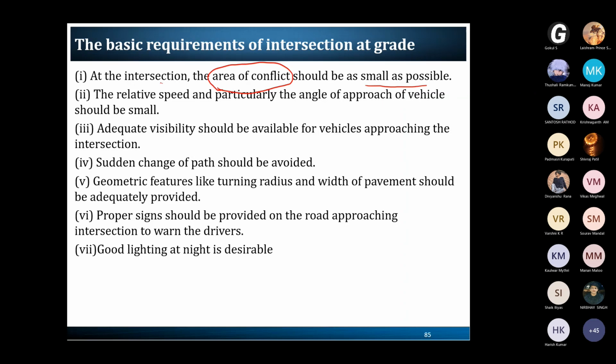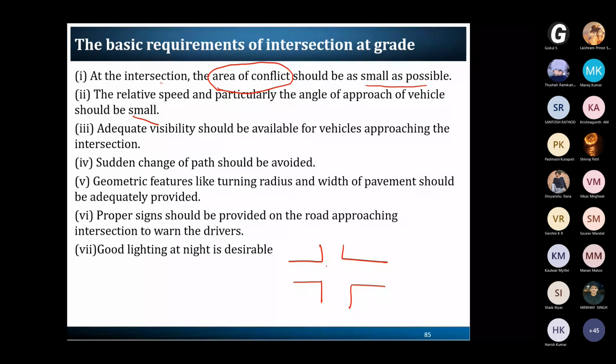Then the speed and angle of approach should be small in the intersections because the vehicles are coming from different directions, in the four directions. So conflict may happen at any point. Speed is one of the major influencing factors for crashes.